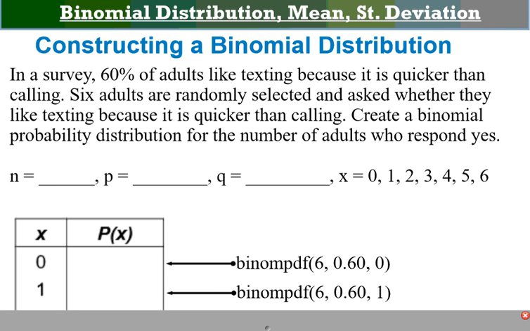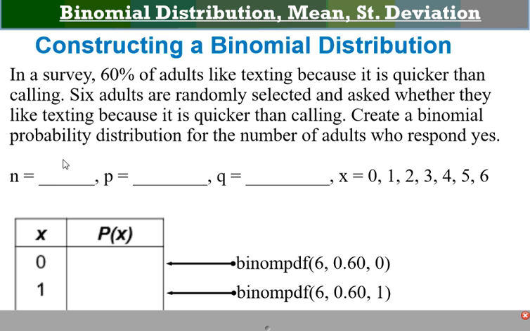So in this survey, 60% of adults like texting because it is quicker than calling. 6 adults are then randomly selected and asked whether they like texting because it is quicker than calling, so they're testing this assertion. Create a binomial probability distribution for the number of adults who respond yes, if we assume that 60% think that it's going to be quicker to text, so they prefer texting.